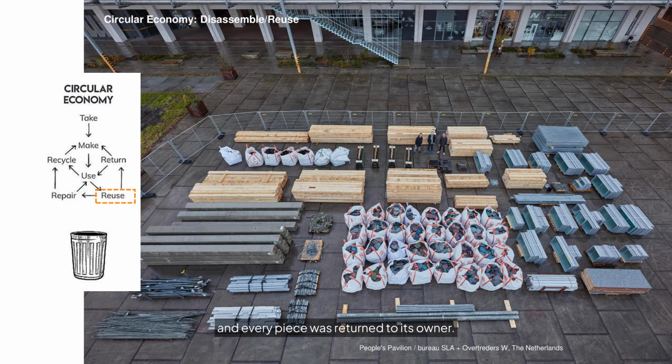After its 9-day use during Dutch Design Week 2017, the entire structure was taken apart and every piece was returned to its owner. In other words, nothing was wasted. The People's Pavilion proved that it's possible to construct a functional, beautiful building with zero new resources and zero waste by planning for disassembly and reuse from the start.